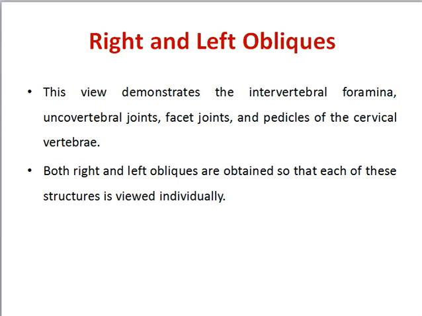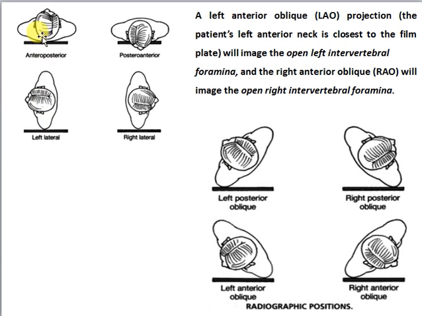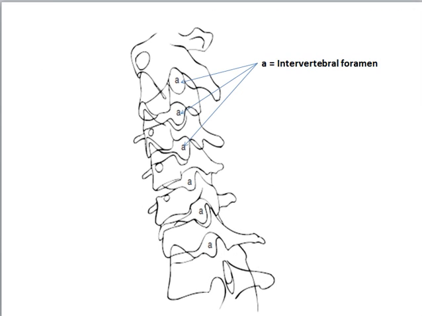These views are really very important because they demonstrate the intervertebral foramina, the uncovertebral joint, facet joints, and the pedicles of the cervical vertebra. Both right and left obliques can be obtained so that each of these structures is viewed individually. This is the normal orientation of the AP view, the posterior anterior, the left lateral and the right lateral, and these are the orientations of the left posterior oblique as well as left anterior oblique. So you can go for posterior and anterior oblique on the left side as well as on the right side.